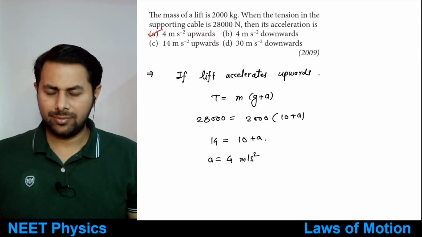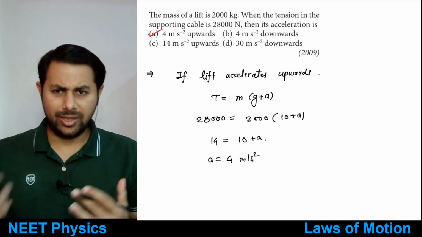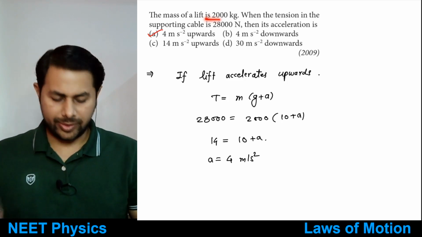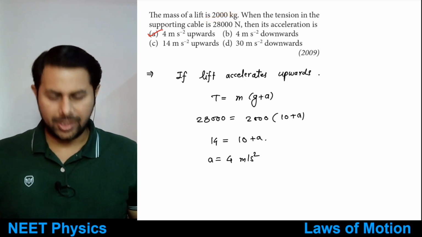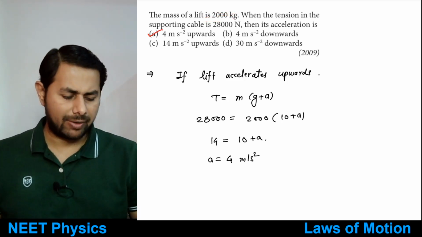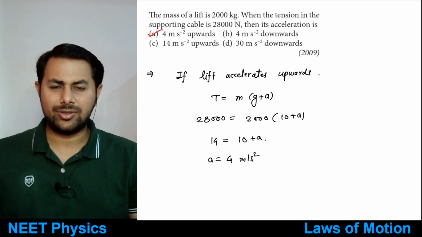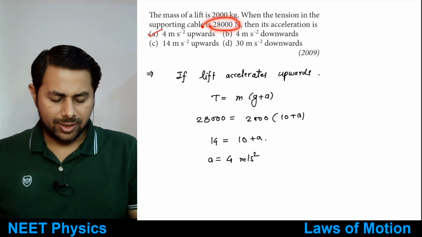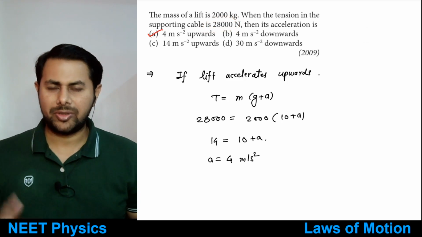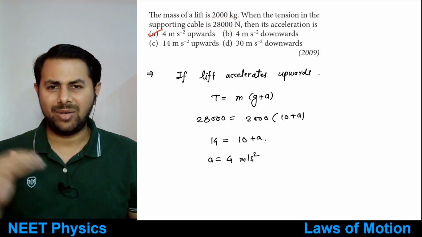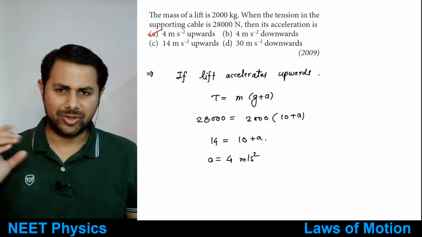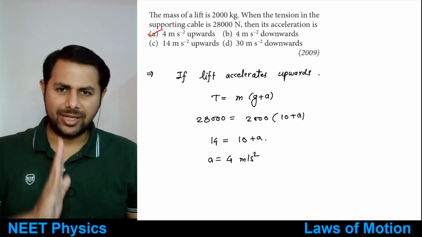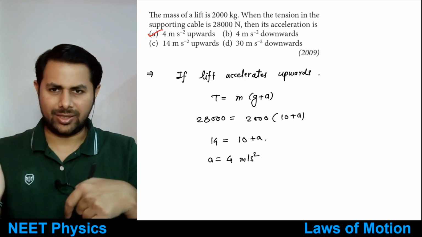Okay, so what I am saying is we can think this way: the mass is 2000 kg, the acceleration due to gravity is 10, so the weight is 20,000, then the tension is 28,000. Because tension is greater than the weight, what will happen? The lift will be accelerating upwards. Because for upwards acceleration you need tension to be greater compared to the weight, right?